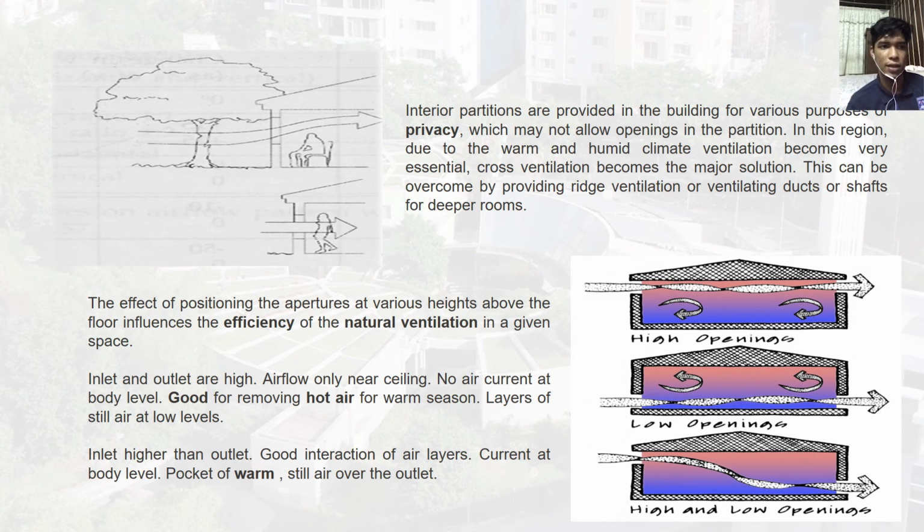For the low openings, the inlet and outlet are high. Airflow only near ceiling, no air current at body level, good for removing hot air or for warm season. Layers of still air at low levels. For the high and low openings, it is good for interaction of air layers, current at body level, pocket of warm still air over the outlet.